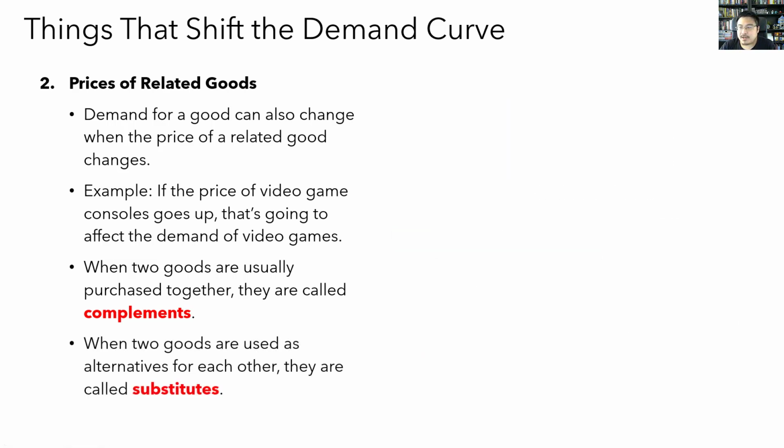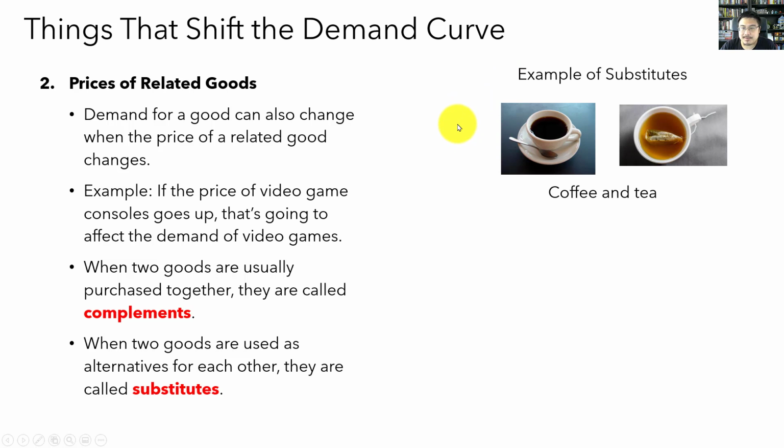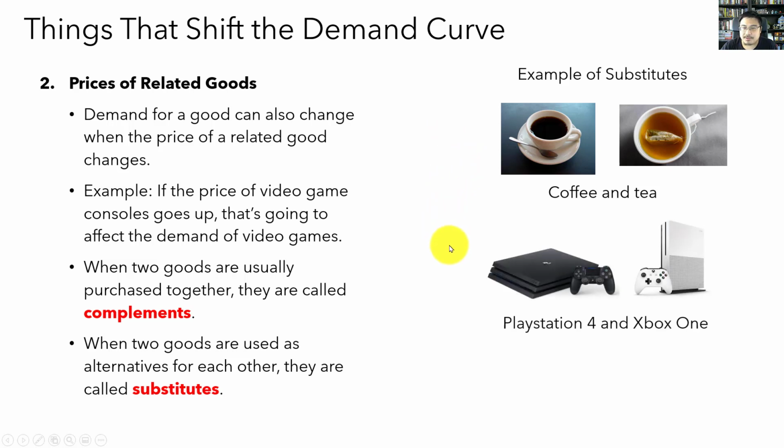Now, the opposite of complements is substitutes. So when two goods are used as alternatives to each other, meaning they tend to serve a similar function and can be replaced by the other, then we call those goods substitutes, all right? So what are some examples of substitutes? Well, coffee and tea could be substitutes since they serve a similar purpose and they can act as replacements for each other. But of course, some coffee drinkers like myself would disagree that tea is an appropriate substitute for coffee. But here's a much better example, all right?